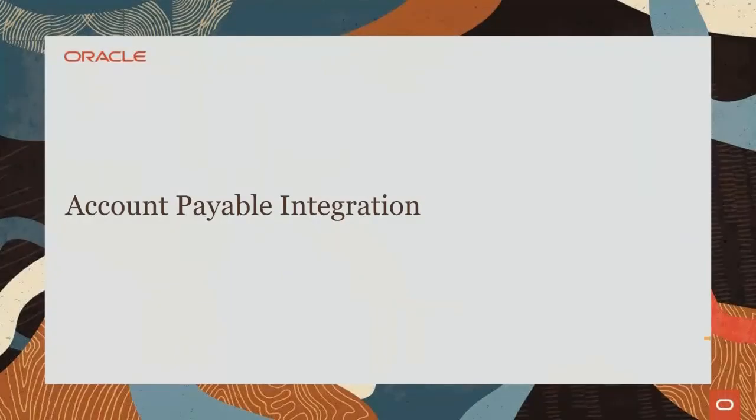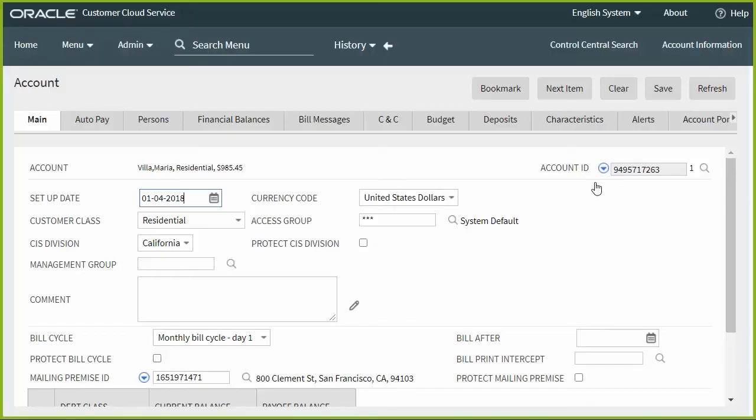Our next demonstration shows sending AP request from Oracle Utility Customer Cloud to Oracle ERP Financials, processing these AP requests in Oracle ERP Financials, issuing AP payments, and sending a status of this payment back to Oracle Utility Customer Cloud. First, we issue AP request for account of Villa Marta.